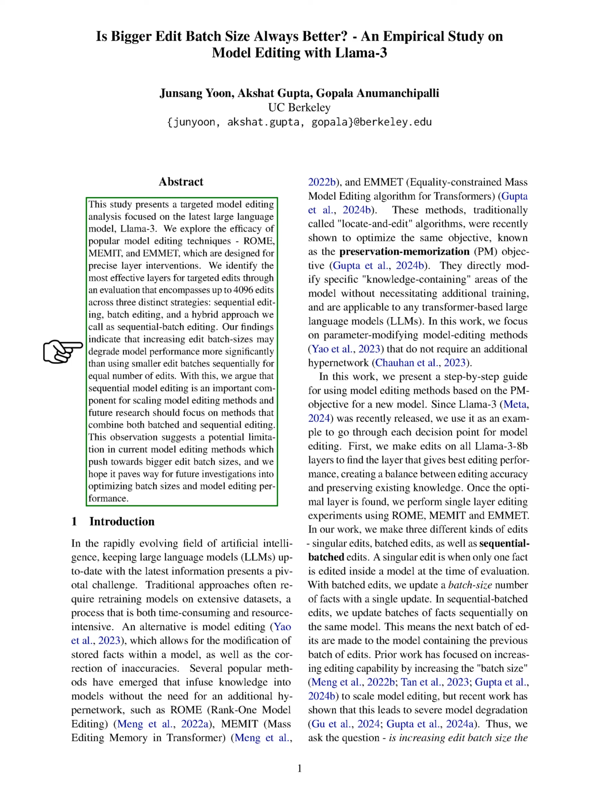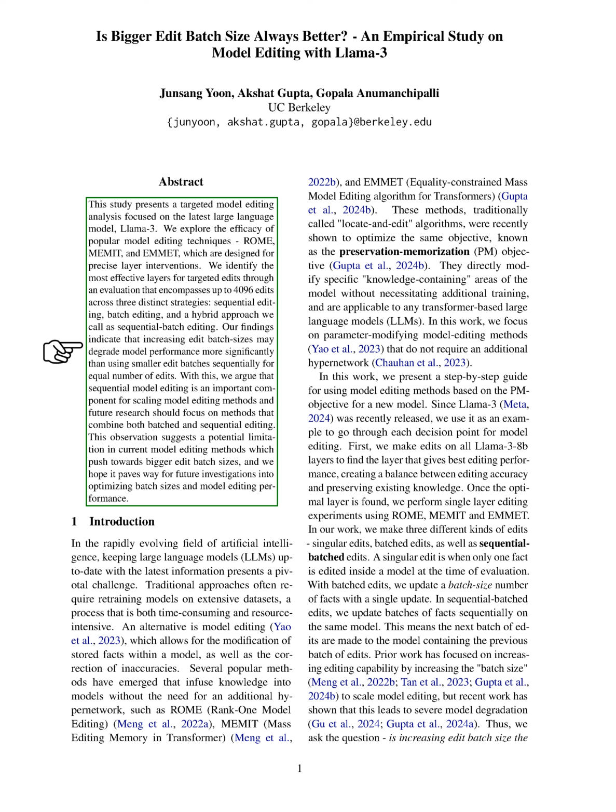These methods, known as locate and edit algorithms, aim to optimize the preservation memorization (PM) objective by directly modifying specific knowledge-containing areas of the model. Our focus is on parameter-modifying model editing methods that do not require additional training. We provide a step-by-step guide on using model editing methods based on the PM objective for a new model, using Llama-3 as an example. We start by making edits on all Llama-3 8B layers to determine the layer that offers the best editing performance, balancing accuracy and preserving existing knowledge.